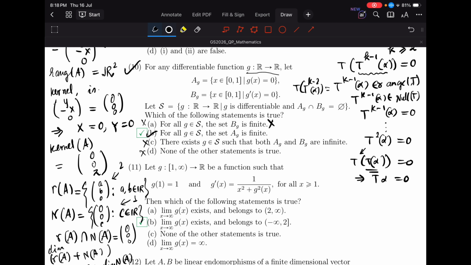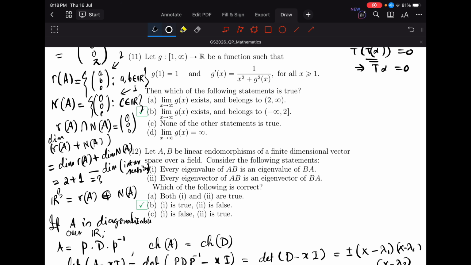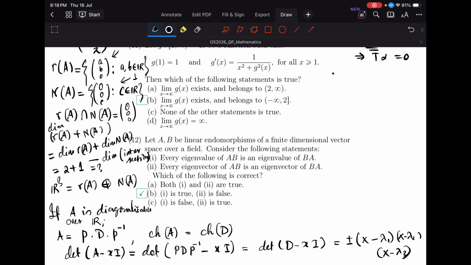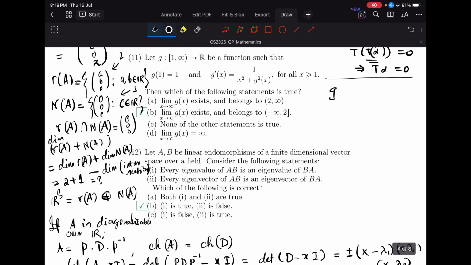This is done. So let g be a function from [1, ∞) to R such that g(1) equals 1 and g'(x) equals 1/(x² + g²(x)) for x greater than or equal to 1. Okay, so we have to find the limit maybe. So let us do it here. I have some space. So g'(x) is equal to 1/(x² + g²(x)).